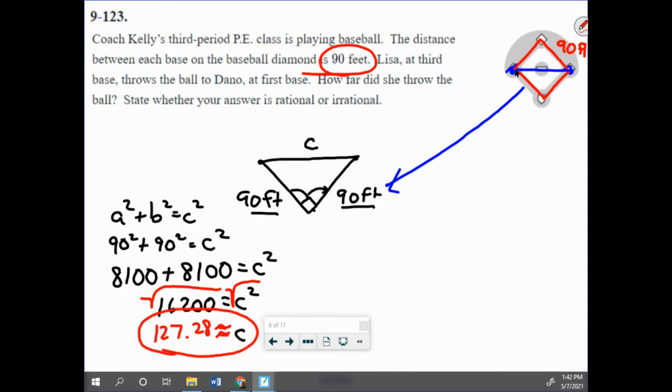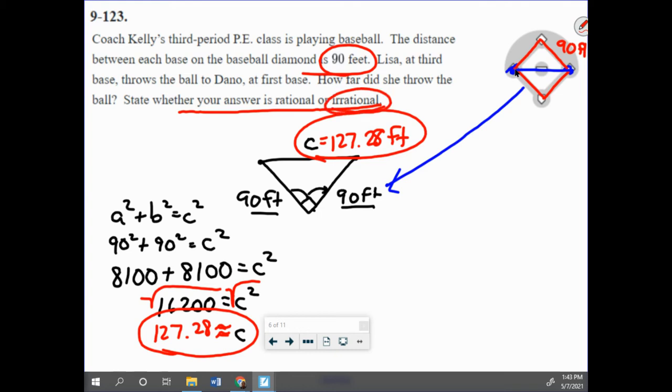Although some would argue that's technically wrong, right? Because it should be 127 and 2/8 feet. That is a true answer. And tell me you didn't stop there. Because I had a second part. Is that rational or irrational? It is irrational because it kept on going. It did not terminate. It did not repeat.